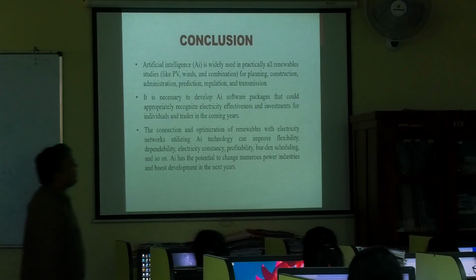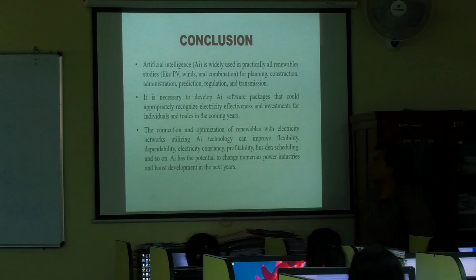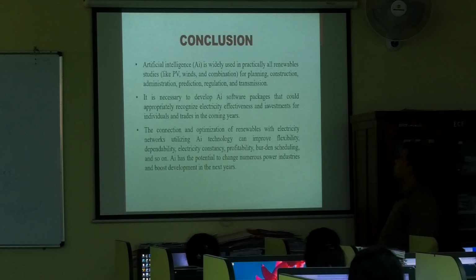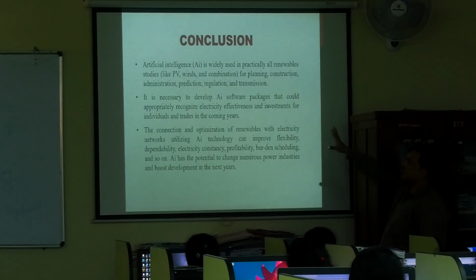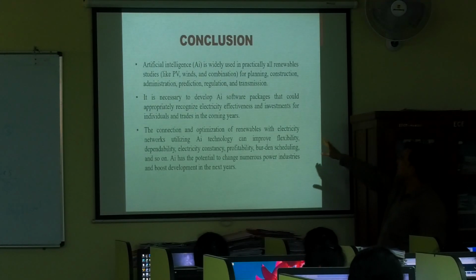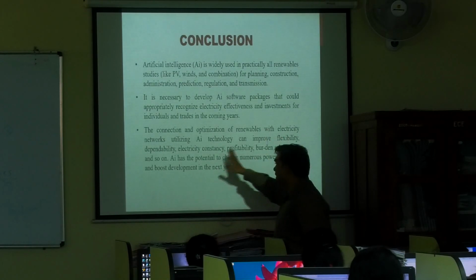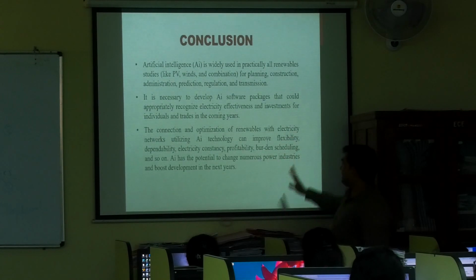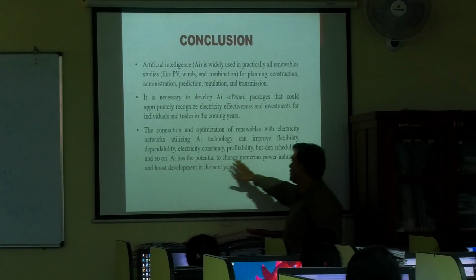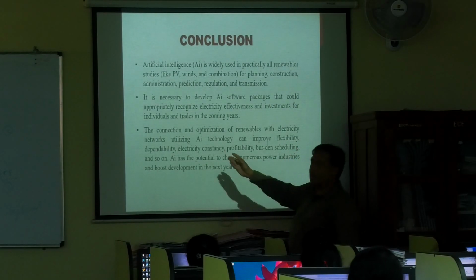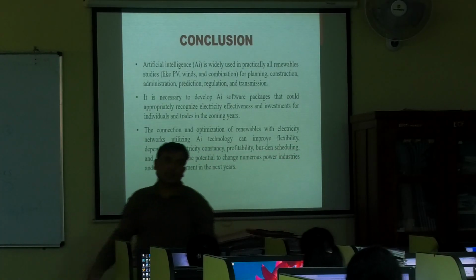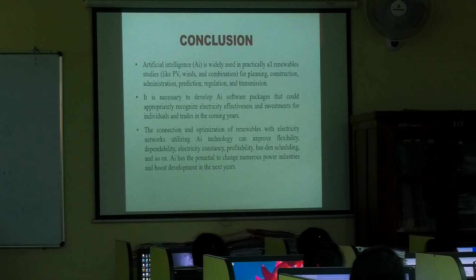AI is widely used in renewable studies like PV, wind, or a combination, for planning, construction, administration, prediction, regulation and transmission. It is necessary to develop AI software packages that could help recognize electricity effectiveness and investment for individuals and trades in the coming years. Particularly, correction and optimization of renewables with the electricity network utilizing AI will improve flexibility, dependability, electricity consistency and profitability. That is the main burden scheduling. AI has the potential to change numerous power industries and boost development in upcoming years. That is the main concluding part of this part.